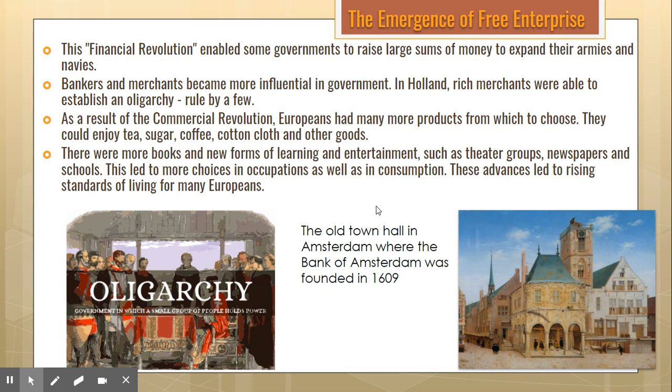So people just started buying things. These advances led to the rising standard of living for many Europeans. So there's your short answer. So all this stuff led to people having more things, which is your standard of living.